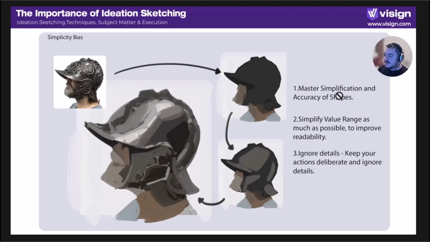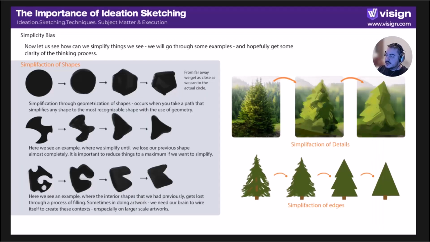You need to master simplification accuracy of shapes. That's number one. You need to simplify value range as much as possible to improve readability. And you have to ignore details and keep your actions deliberate. Here we have a more ample example. What happens here is basically the simplicity bias. You'll basically see how things are simplified and how you simplify shapes in essence. If you see this circle shape, the way you paint it is kind of like this. So this is me deliberately trying to paint the circle.